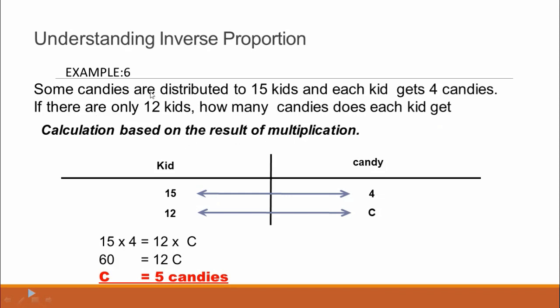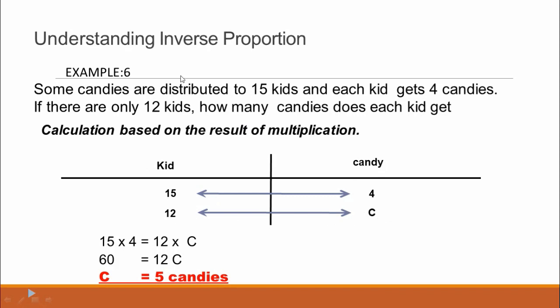In the first sentence we have 15 kids, and in the second sentence we have 12 kids. So write 15 and 12 in the first column, the first quantity. Now in the second column, the second quantity is 4 candies, and the other number of candies is unknown. So write 4 and unknown. Suppose the unknown candy is represented by C.